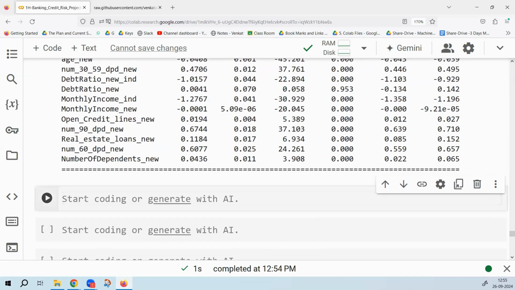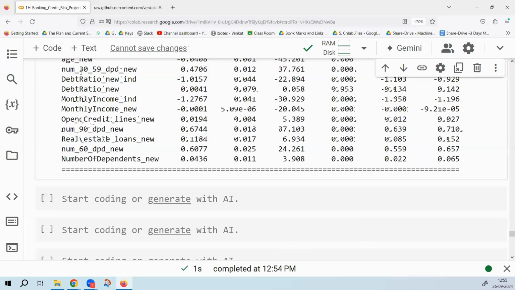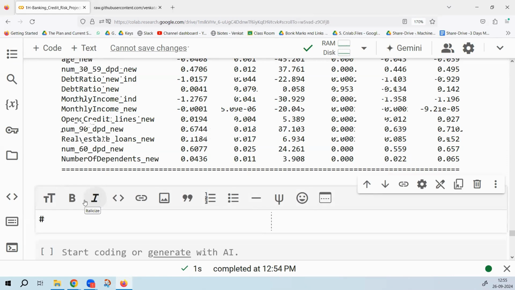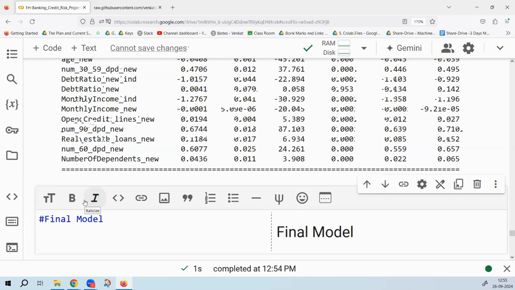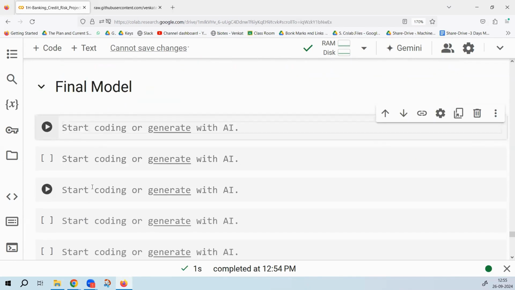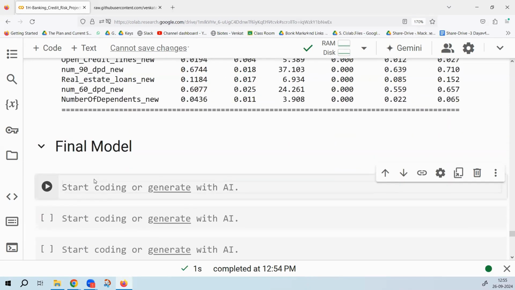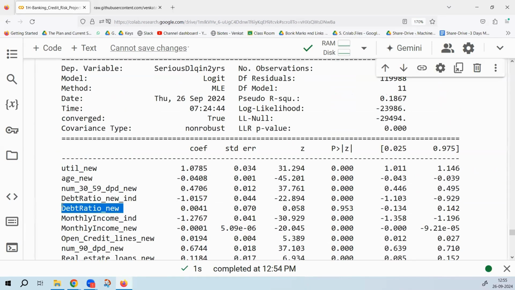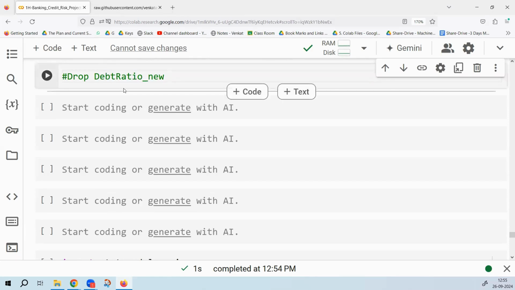So finally, if I have to drop the variable, my final X is equal to loans data. Let me say I have reached the phase of the final model here. I will see the final accuracy, final model. You need to drop debt ratio also. What is the variable name that we need to drop? Debt ratio new. Based on p-value, what is our limit? P-value limit greater than 0.05.